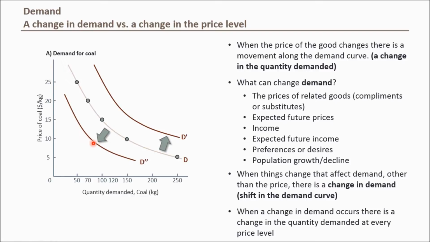As you can see by looking at the demand curve D', at every price level, the quantity demanded is now less. So external factors or influences cause the entire demand curve to shift, while changes in the price level cause movements along the curve, indicating a change in the quantity demanded.